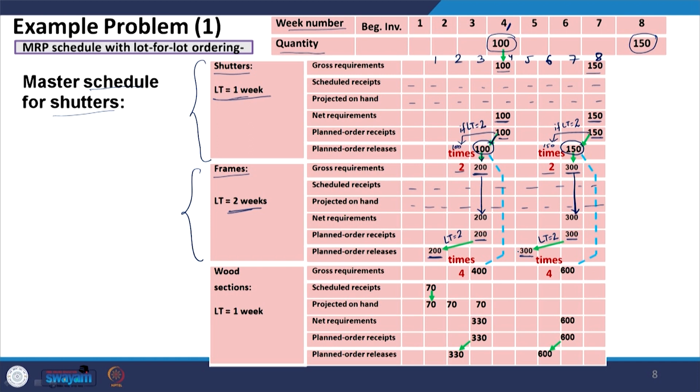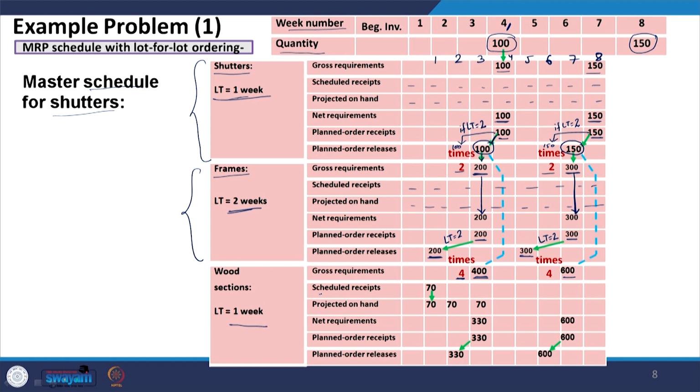Now, for making shutters, I also require some wood. So, the units of wood which are required are 4 times the number of shutters. So, this is also my level 1 requirement. So, 100 into 4, because 4 times is the requirement of wood. So, 400 units are required in the third week, and 600 units are required in the 7th week. Now, lead time is 1 week.